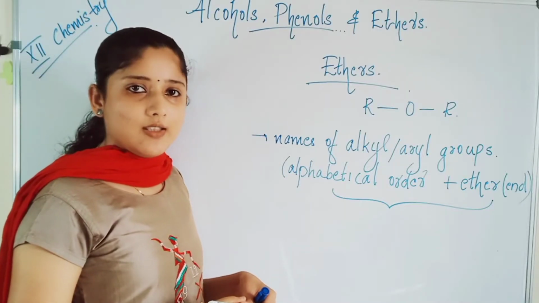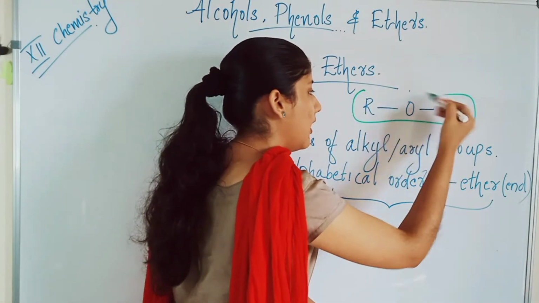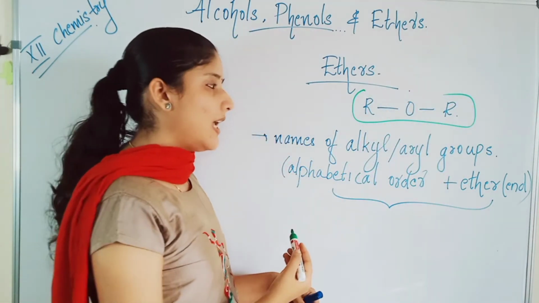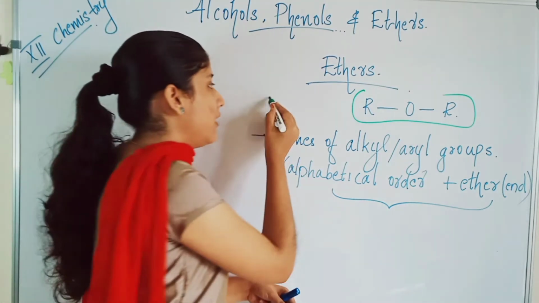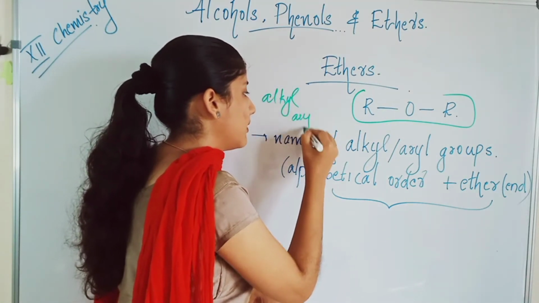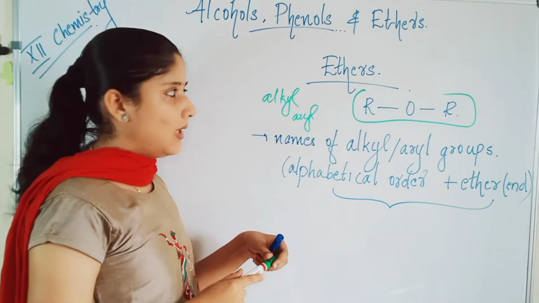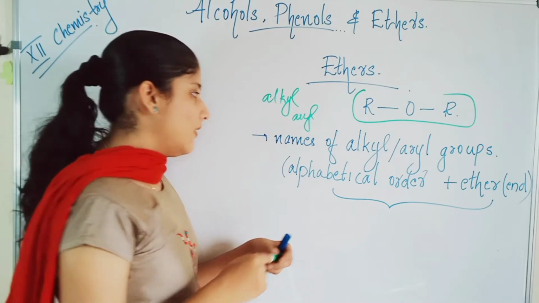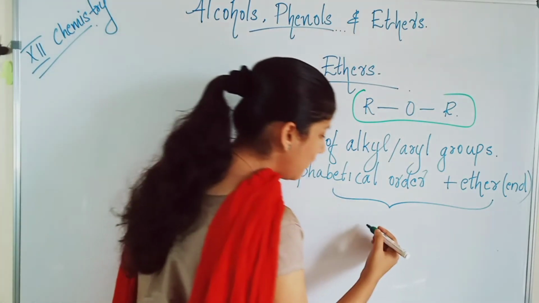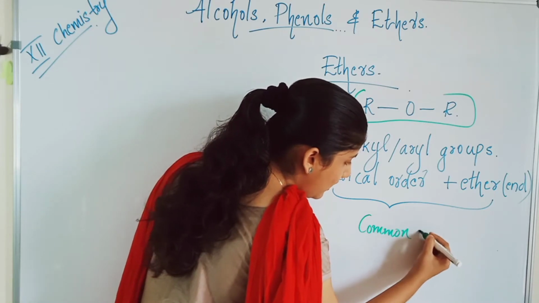What are ethers? Ethers are with the formula ROR. R can be alkyl or the aryl group. That we already know, isn't it? Now, how can we name them, ethers? We can name them by the common name. How can we give the common name? That is the first point. Common name.